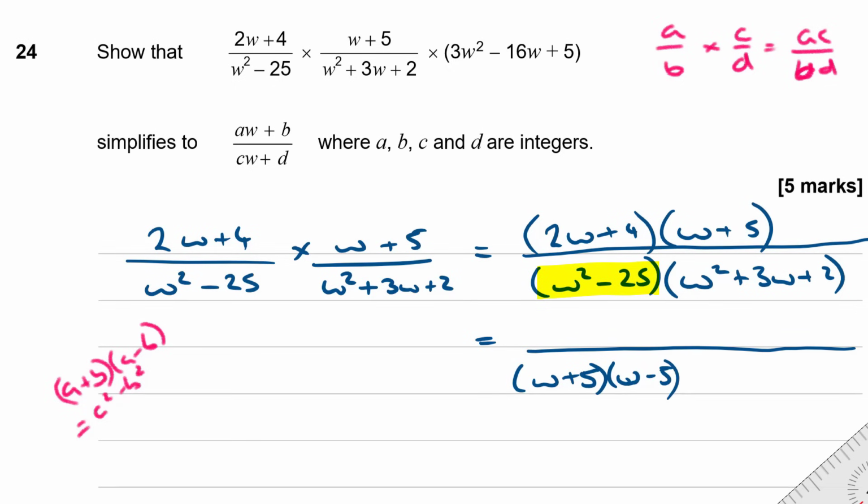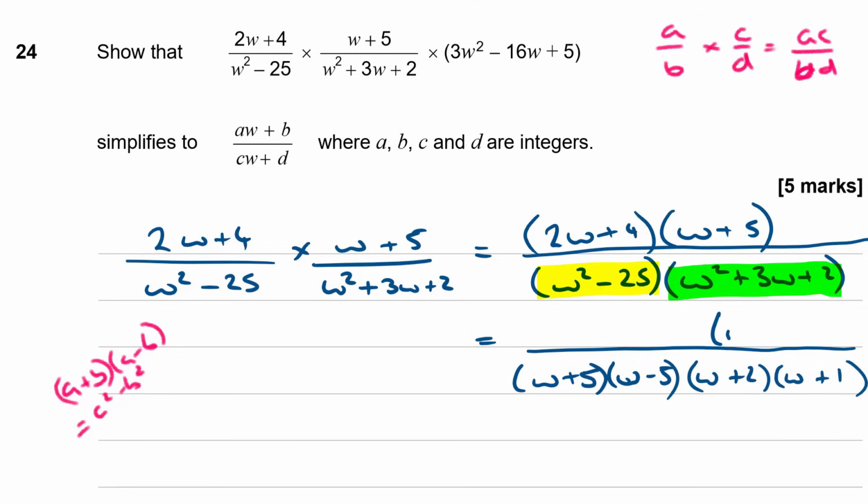The other side of it is a quadratic. Can we factorize it? So does it factorize into two brackets? Well, if it did, it'd have a w and a w there. I need two numbers that multiply together to give me 2 and add to 3. So w plus 2, w plus 1. And that is over w plus 5, that we can't do anything with, and 2w plus 4, which we can do something with.